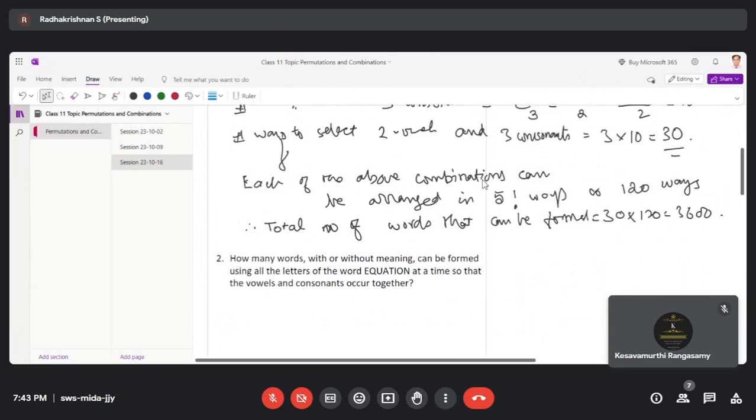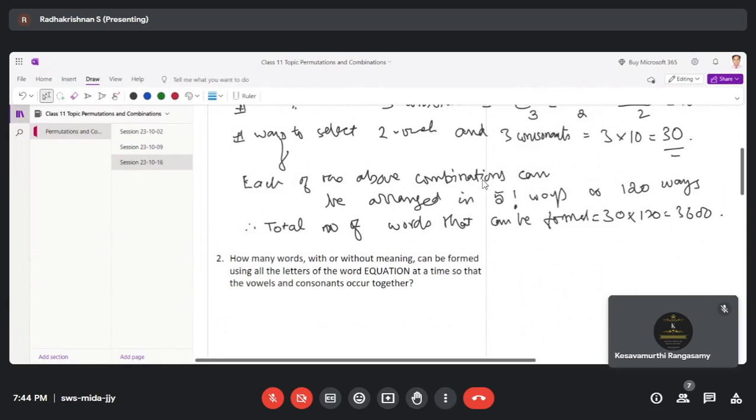Okay. So let's look at the next problem. I hope you are all clear about the first problem, right? Any doubt? No, sir. Okay. Now next question. How many words, again with or without meaning, can be formed using all the letters of the word EQUATION at a time, so that the vowels and consonants occur together? So here vowels and consonants need to occur together.